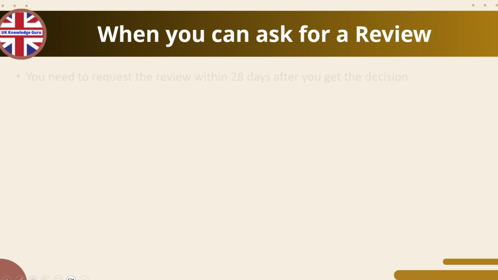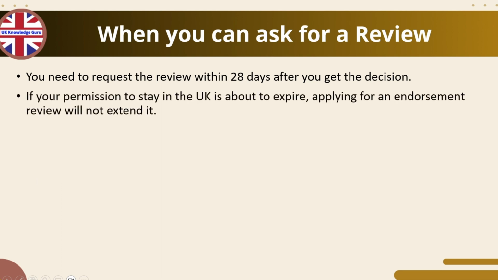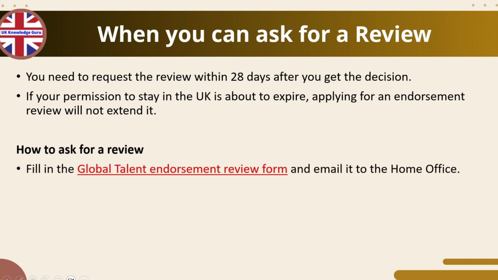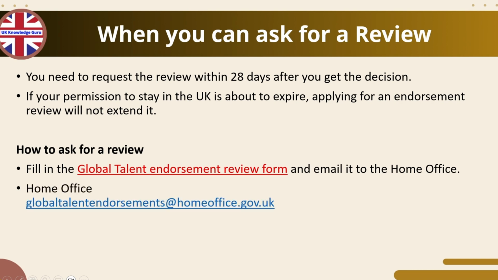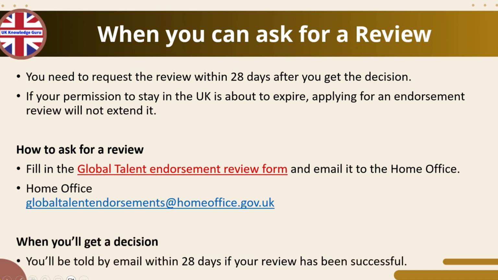When can you ask for a review? You need to request the review within 28 days after getting the decision. If your permission to stay in the UK is about to expire, applying for an endorsement review will not extend it. How to ask for a review? Fill the global endorsement review form and email it to the Home Office. This is the email address, globalendorsement@homeoffice.gov.uk.